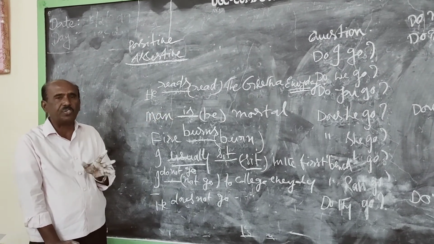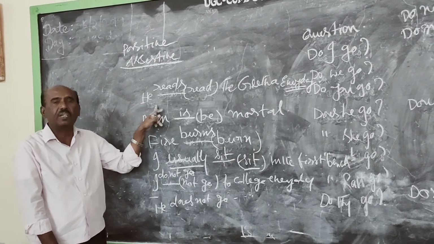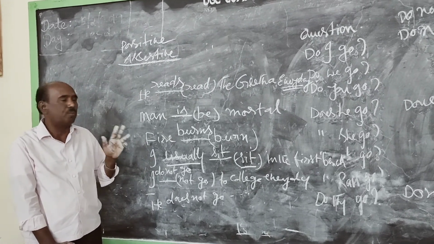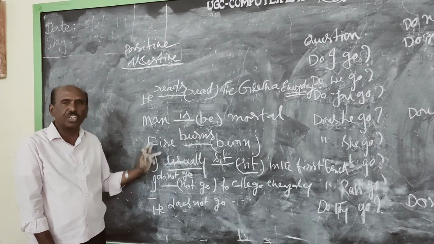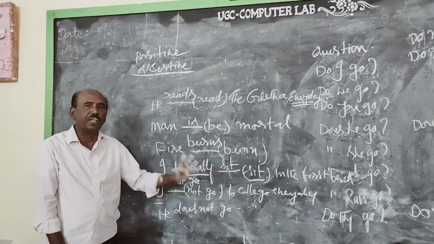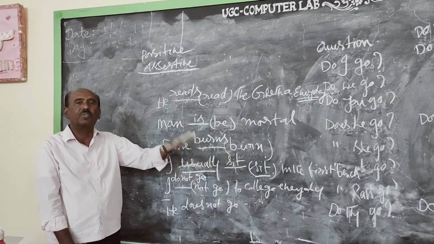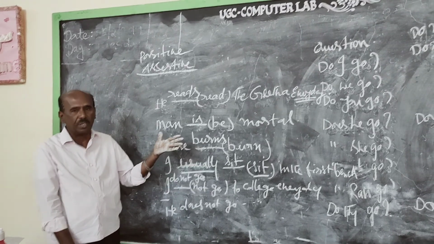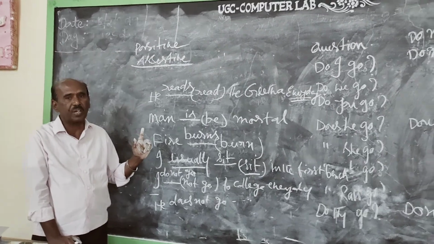So always remember in your lives, simple present is used mainly in three conditions: while dealing with habits, general or universal truths, and future planned actions. It means the verb should be in present form. If the subject is third person singular, add s or es to the present verb according to spelling. Understand? Okay.